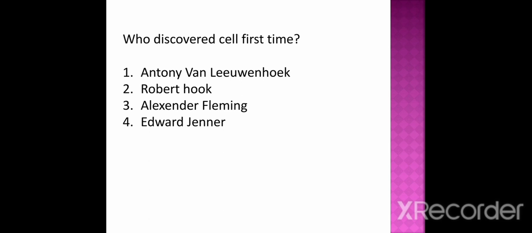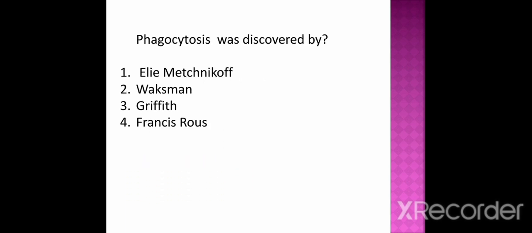Who discovered the cell for the first time? Option 1 Antony van Leeuwenhoek, option 2 Robert Hooke, option 3 Alexander Fleming, and option 4 Edward Jenner. And the correct answer is Robert Hooke. The next question is, phagocytosis was discovered by option 1 Elie Metchnikoff, option 2 Waxman, option 3 Griffith, and option 4 Francis Rous. And the correct option is Metchnikoff.